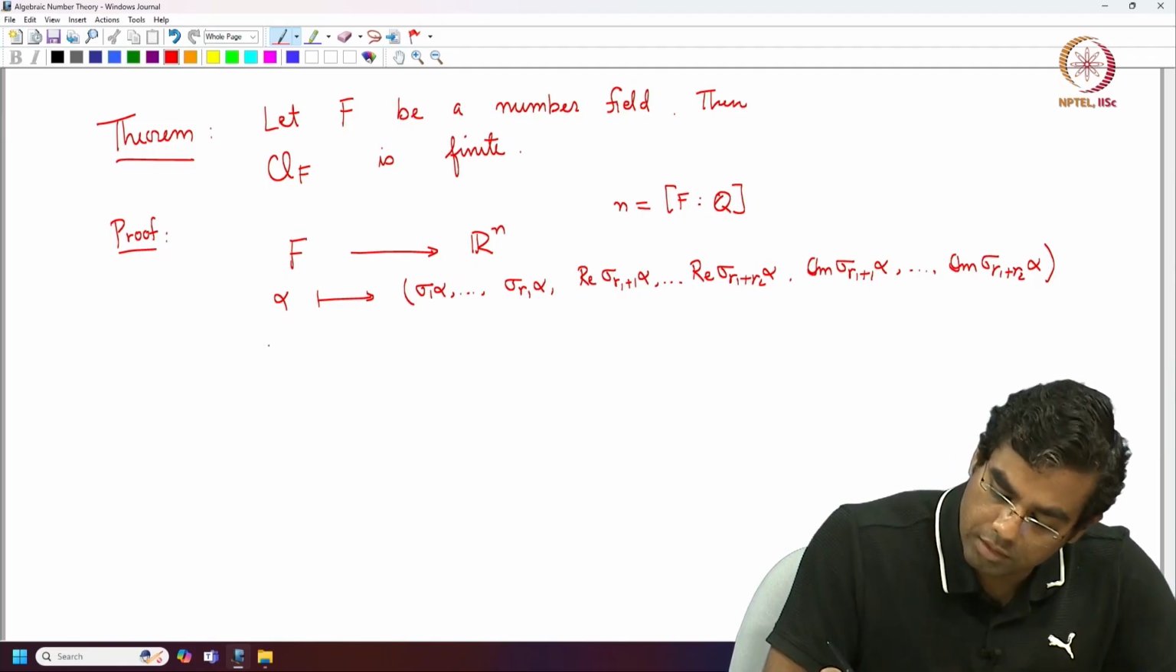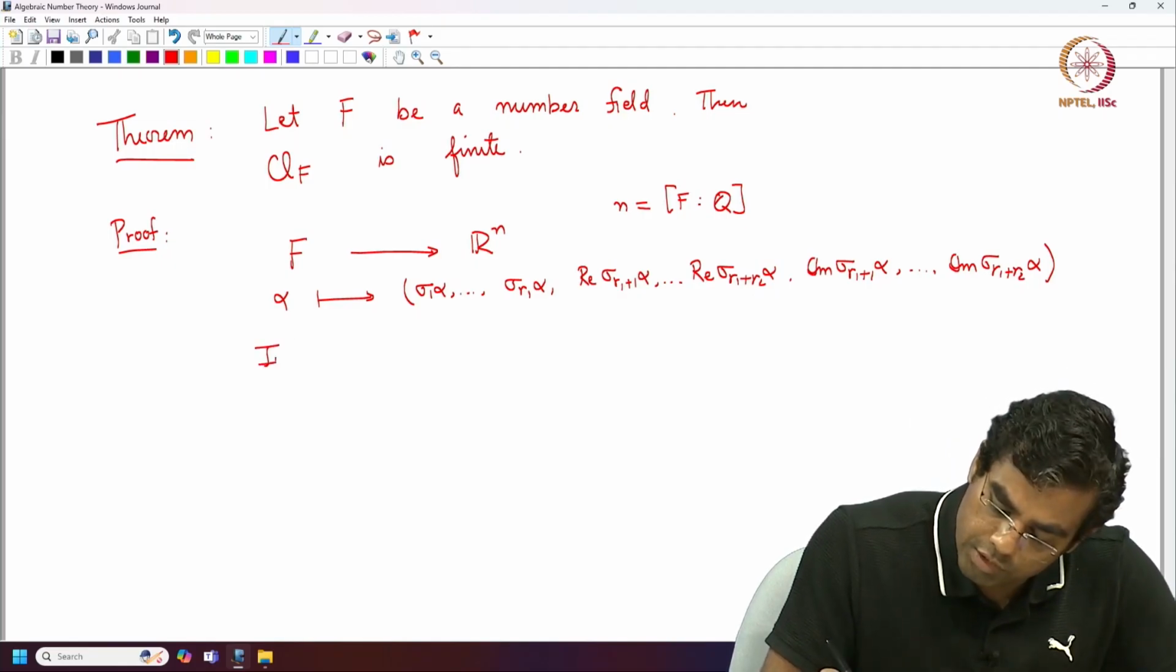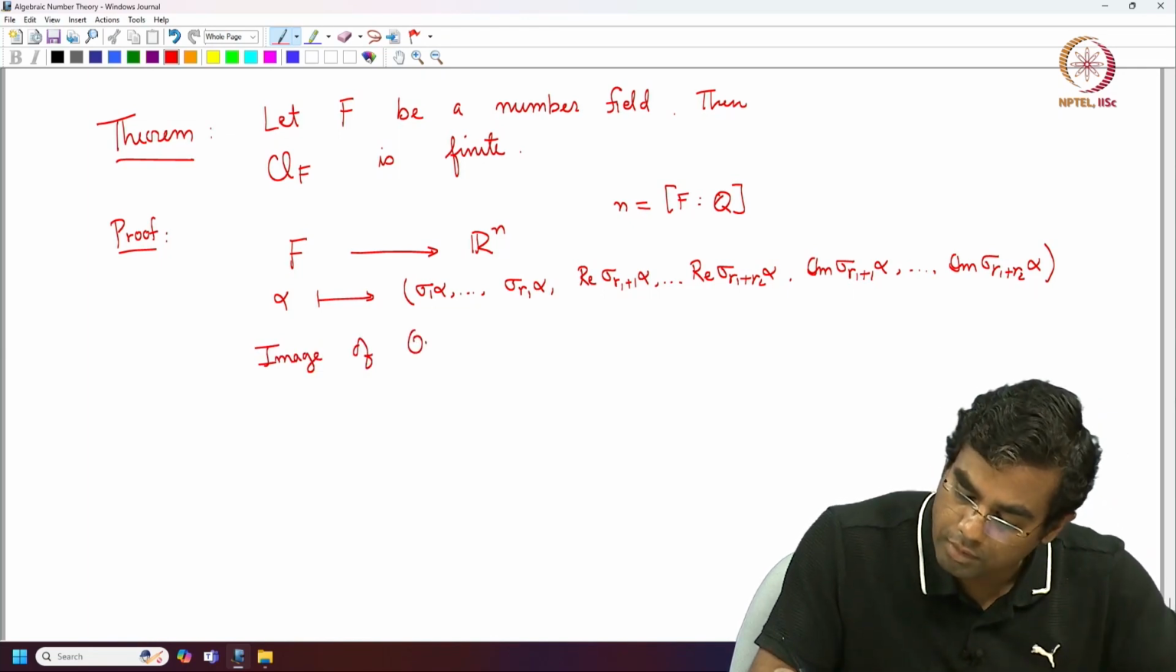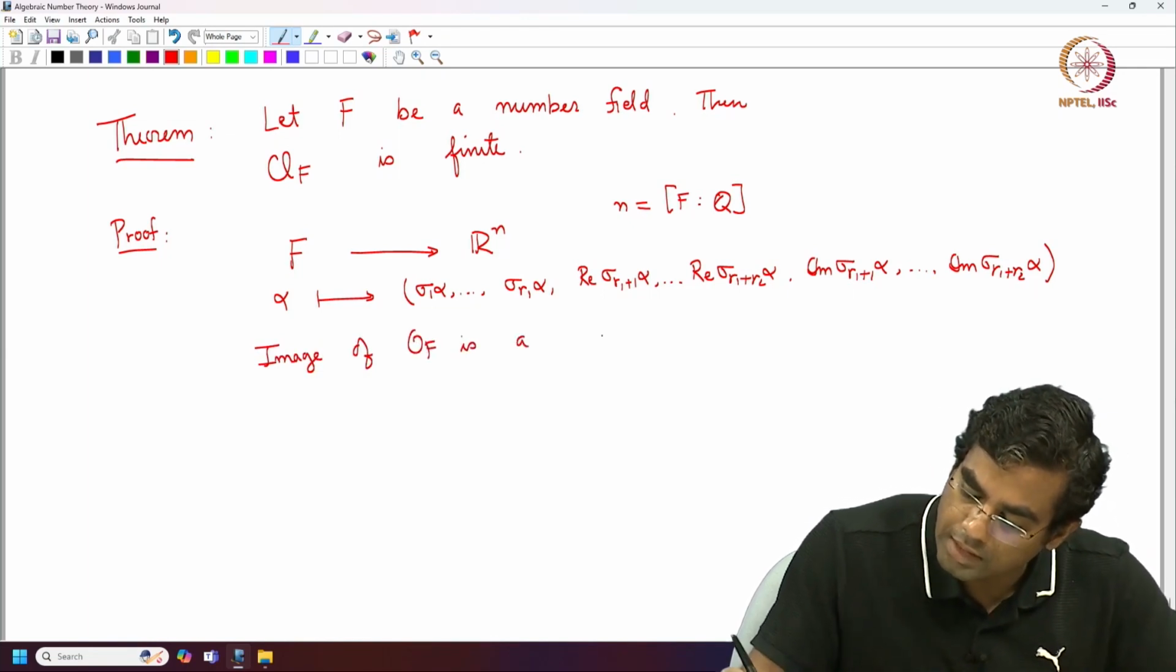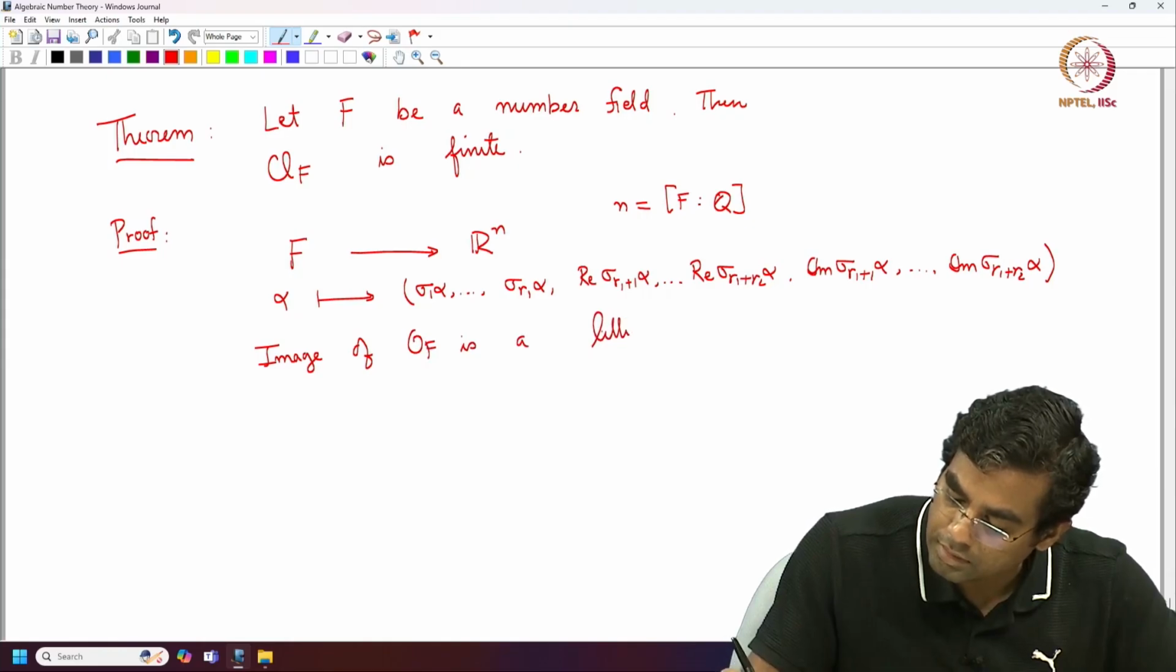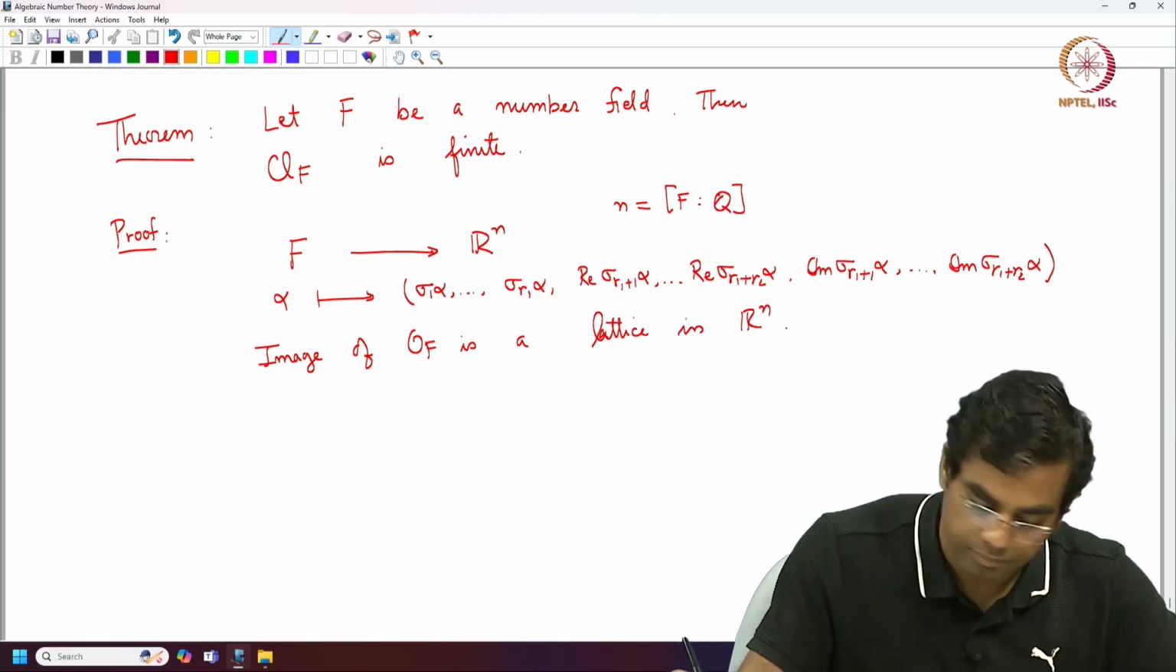So, we know that image of O F is a lattice in R to the n.